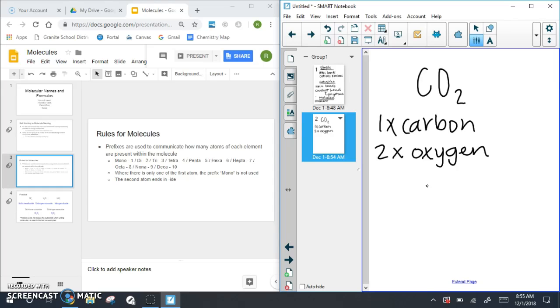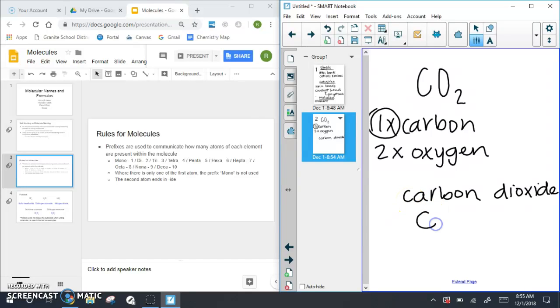However, you guys have heard of CO2 before, and you normally only call it carbon dioxide. This is correct because of a rule that they have. If you only have one of the first element, and see we only have one, you do not need the prefix mono in front of it. So if just one, just say carbon.